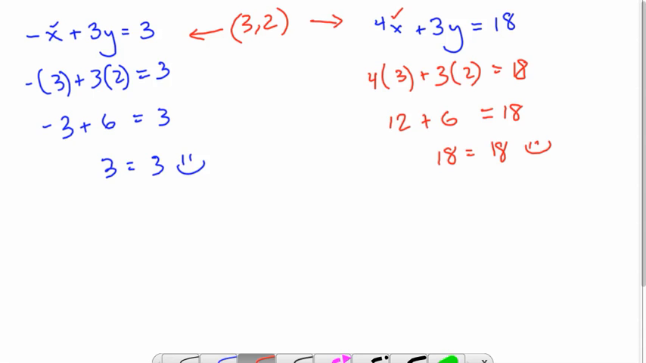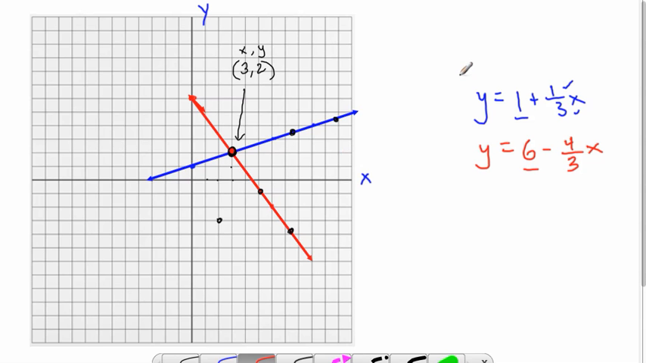And you'll also remember that I worked with both equations to get this. I worked with both equations to get that. And that's something that I'm going to work on now. I had this.